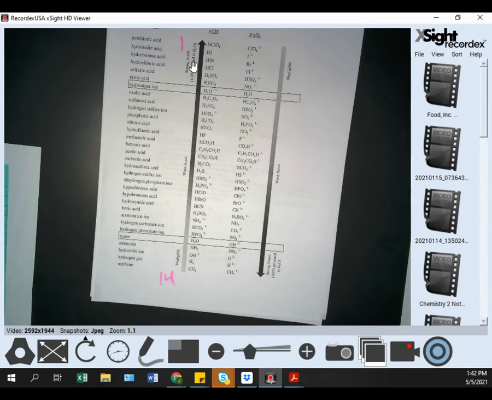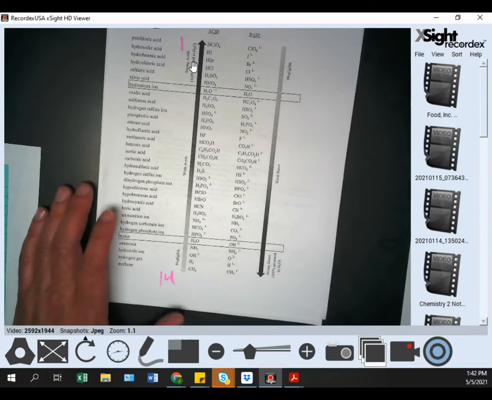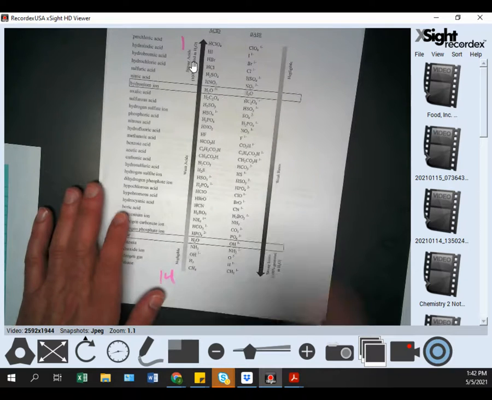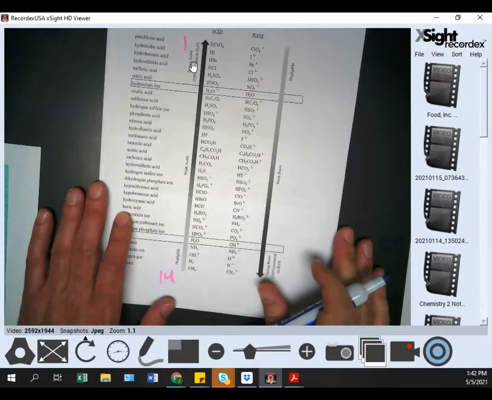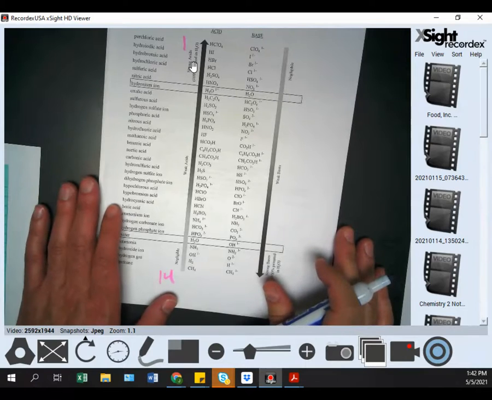I guess I don't understand the purpose of the OH scale. I don't understand why that's there. It just seems odd. It shouldn't be there because it should just be black and white.